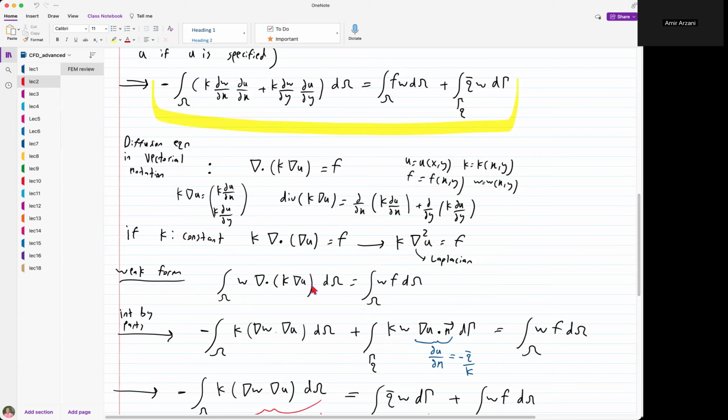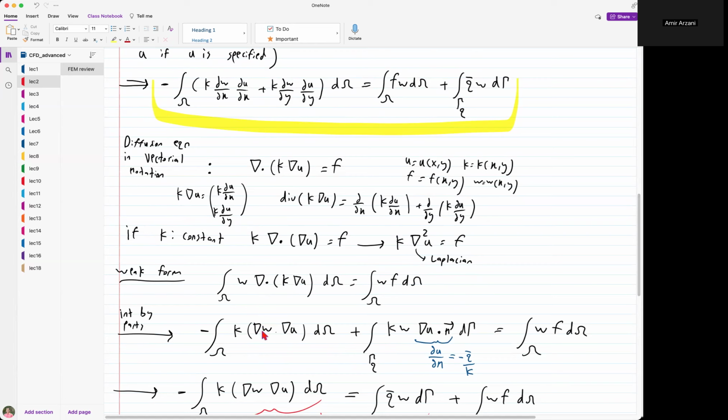Now, I have a second derivative here acting on my u, and my weight function has no derivative on it. So what I'm going to do is distribute the derivatives more evenly. In that way, I can reduce the second order derivative to only first order derivative. And this is how I do it. I use integration by parts. So I take this derivative and I give it to the other term.